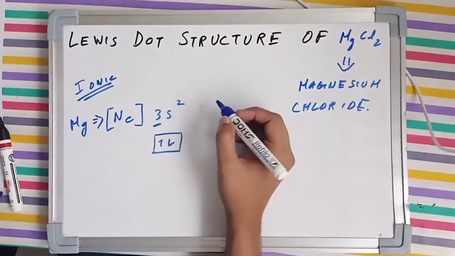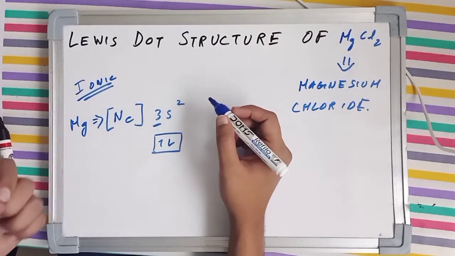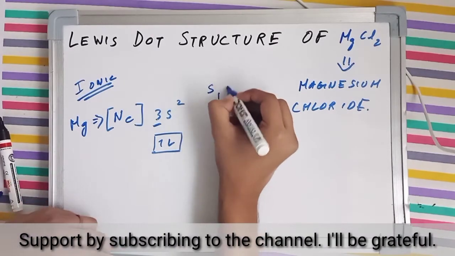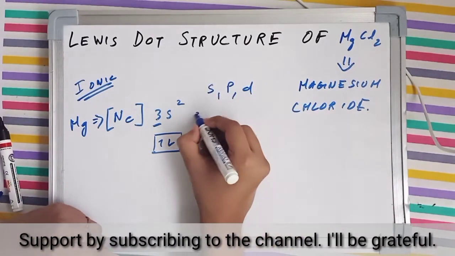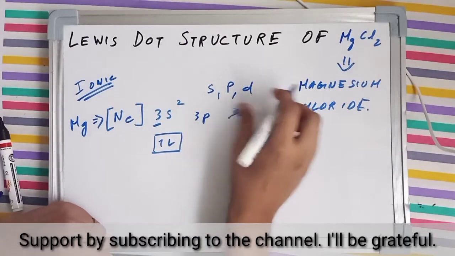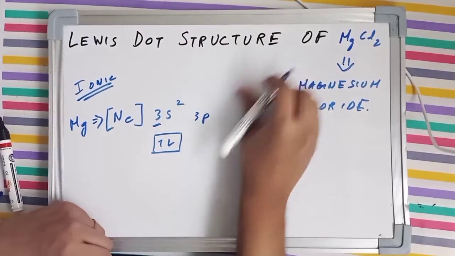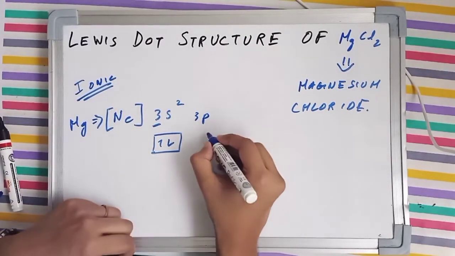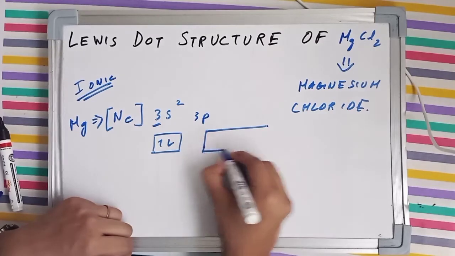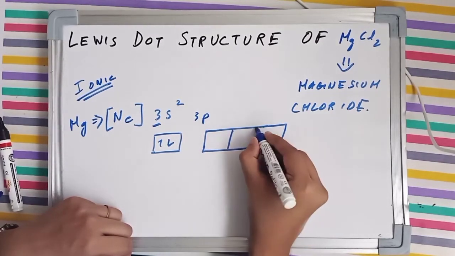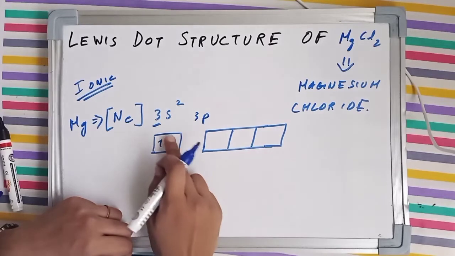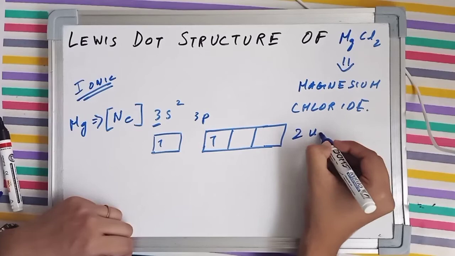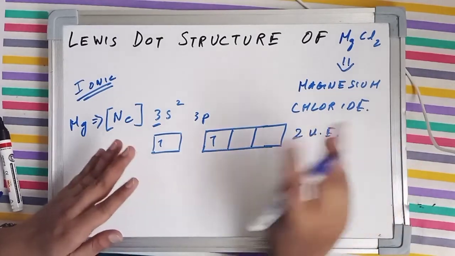But also, if you guys remember, in the third shell the possible subshells are s, p as well as d. So it has a vacant 3p as well as a vacant 3d, but we'll be using the 3p subshell instead of the 3d subshell. So it has a vacant 3p subshell having 3 vacant orbitals, 1 2 3, right? And there will be shifting of electrons from 3s to 3p. Now it has 2 unpaired electrons, which means it will make 2 bonds now.